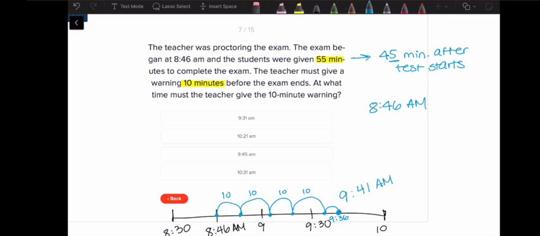9:41 a.m. Oh no, I messed up. Where did I mess up? 8:46 plus 45. That's going to be 56, 06, 60. Oh, because I went to 36. It was 26. Silly me.